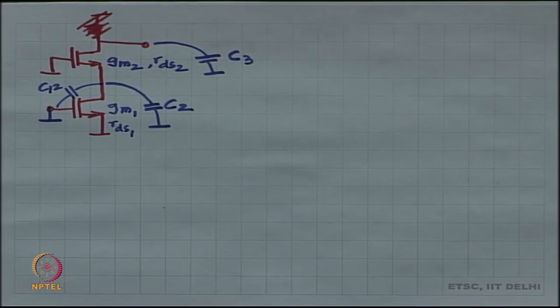Looking in from the output, you see the impedance at the source of MOSFET number 2 times the intrinsic gain of MOSFET number 2 plus the impedance at the source of MOSFET number 2 plus RDS2.